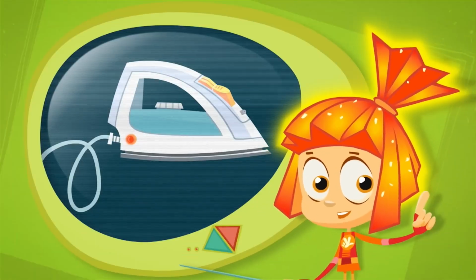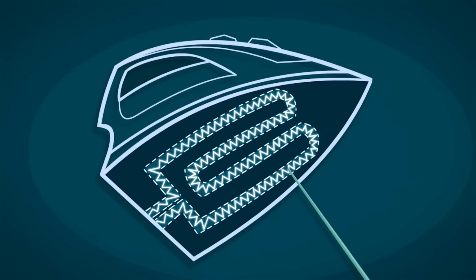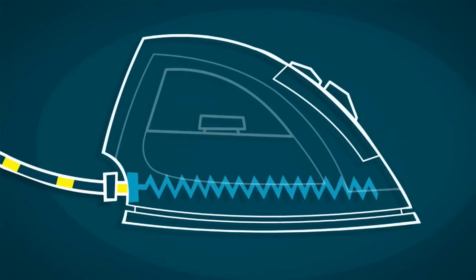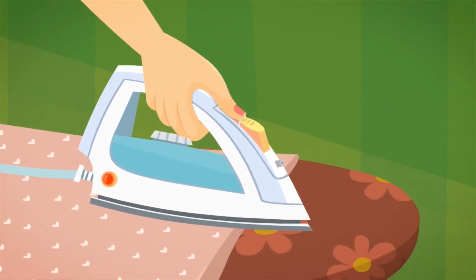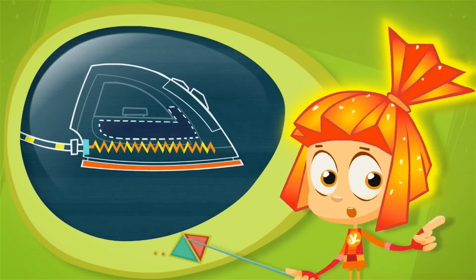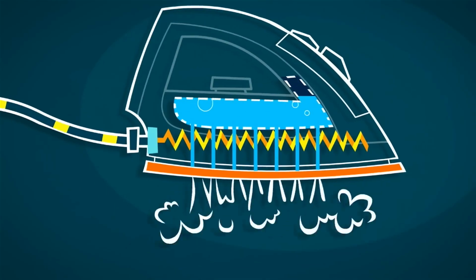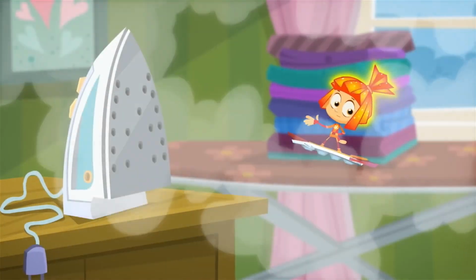The most essential part of an electric iron is called the heating coil. It's hidden inside the iron sole plate. When the iron is plugged into an electrical outlet, the coil gets hot and heats up the sole. People use a hot iron to remove the wrinkles from their clothing. Irons also have a water container. When the water gets hot, it turns into steam. The steam comes out through the holes in the iron sole, making it even easier to remove wrinkles.